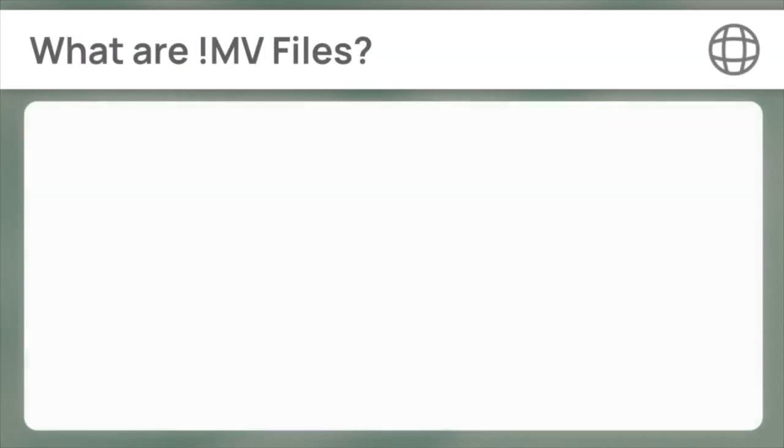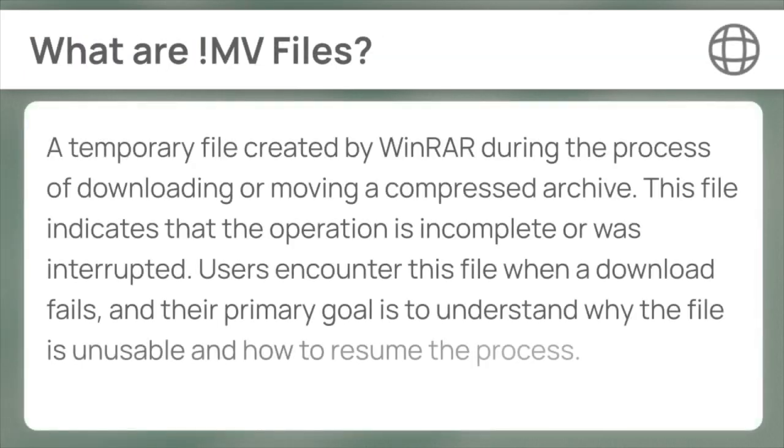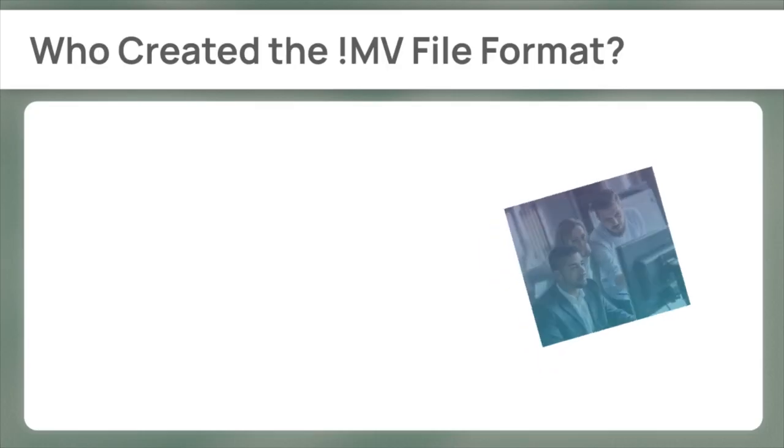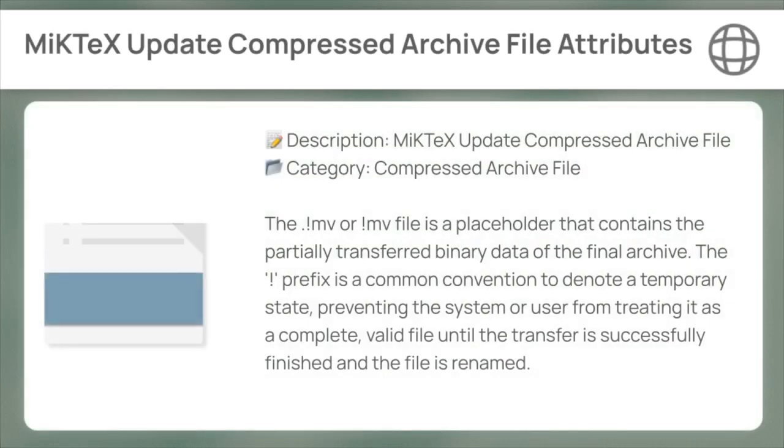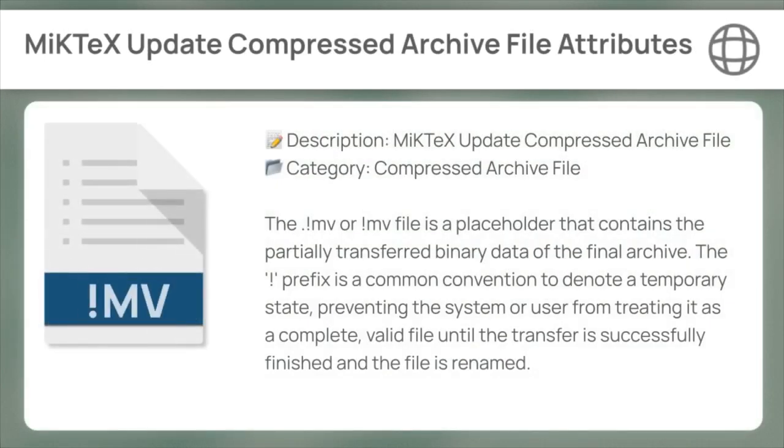A temporary file created by WinRAR during the process of downloading or moving a compressed archive. This file indicates that the operation is incomplete or was interrupted. Users encounter this file when a download fails, and their primary goal is to understand why the file is unusable and how to resume the process. The .mv file is a placeholder that contains the partially transferred binary data of the final archive.